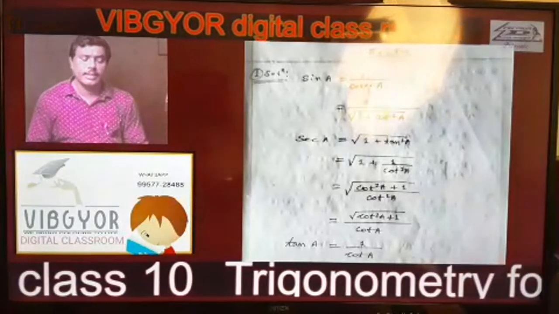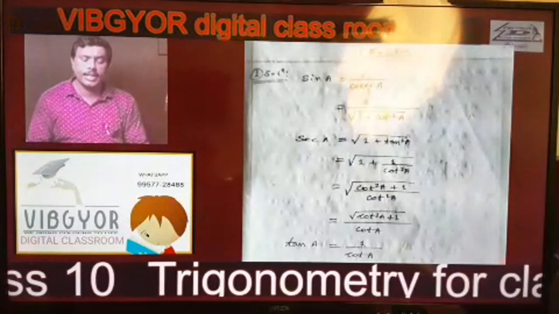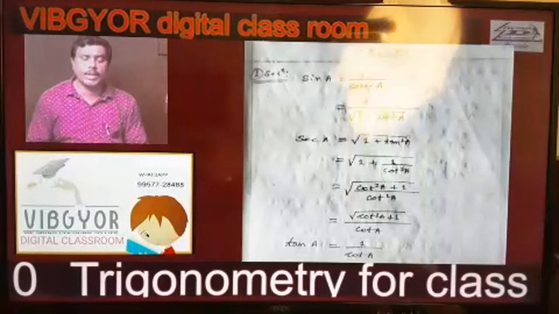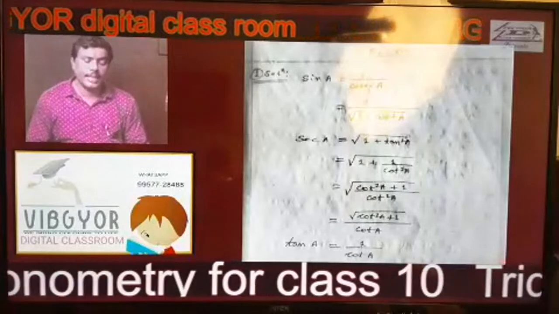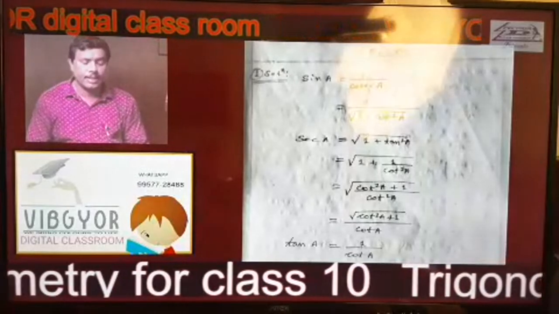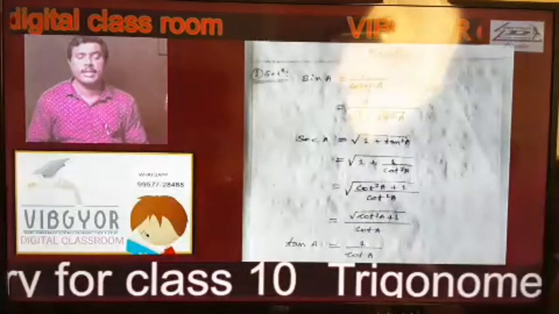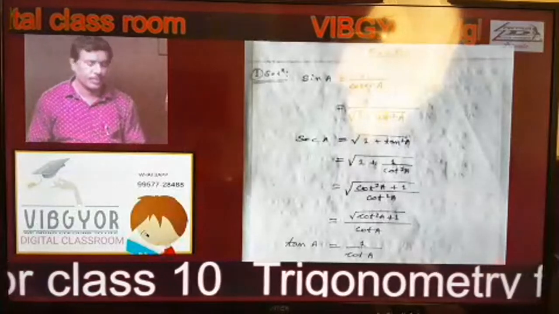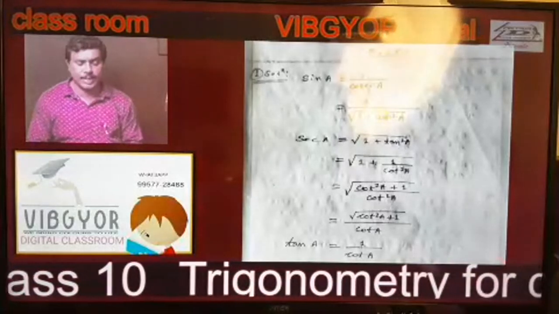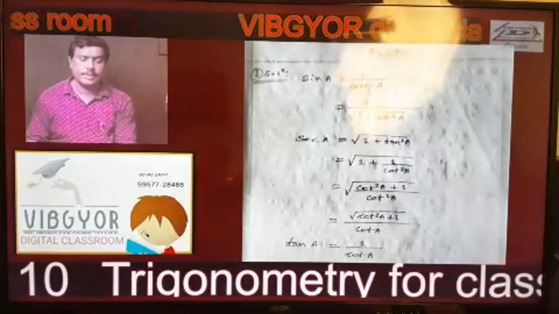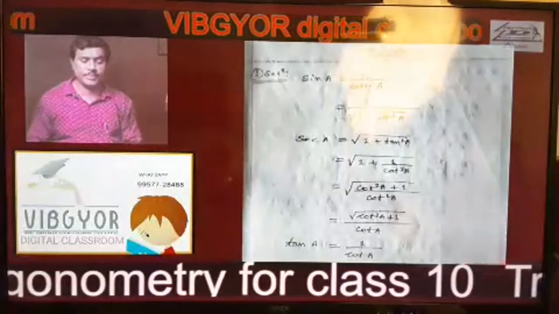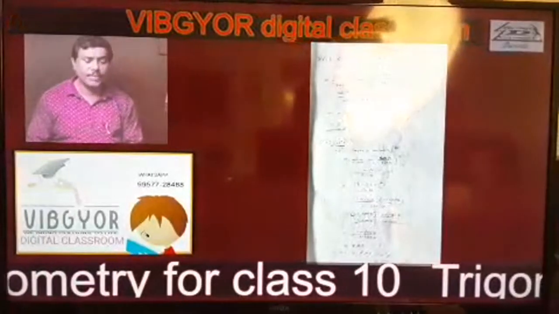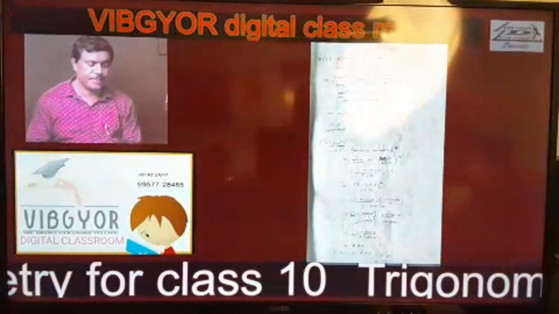Then tan A, we have to express in terms of cot A. So tan A is equal to 1 by cot A, we already know. So sin A, sec A and tan A are expressed in terms of cot A. So this is enough for question number 1. Next, we are going to page number 15, exercise 8.4, question number 3, part 1.